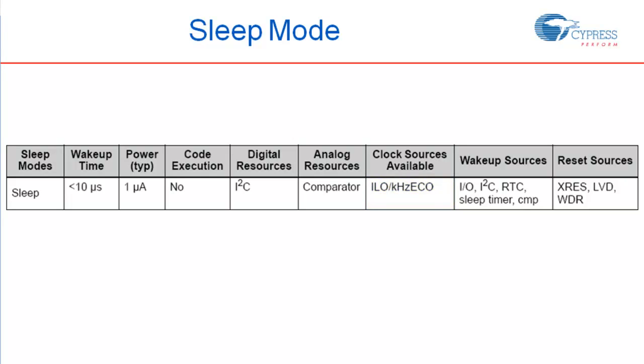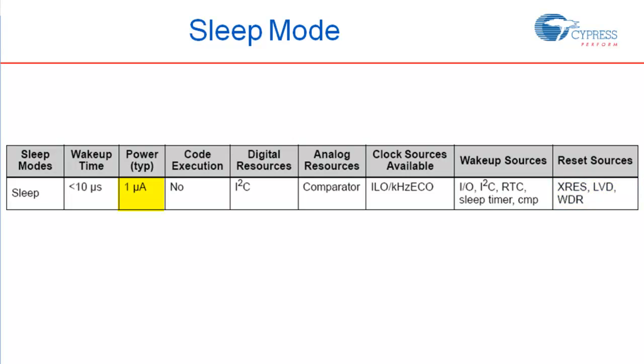When a wake-up event occurs, the system reactivates in a single phase and returns to the active mode. Sleep mode is entered by writing the appropriate code into the PM mode CSR register. Input-output interrupts, comparator, I2C address match, other supervisory interrupts like RTC and sleep timer can wake up the system from sleep mode. Also, reset sources like watchdog reset, low voltage detect, and X reset can wake up the system.